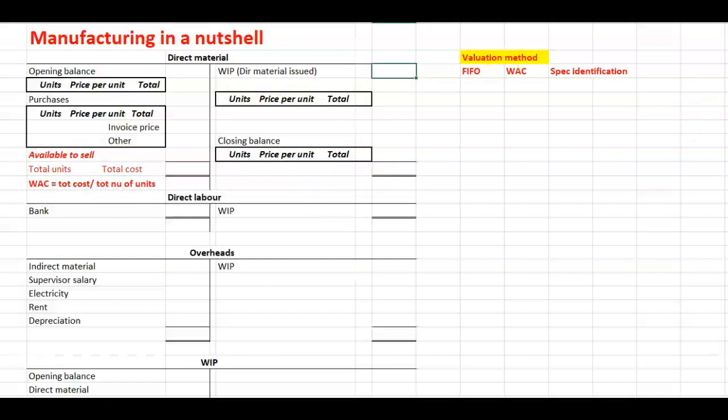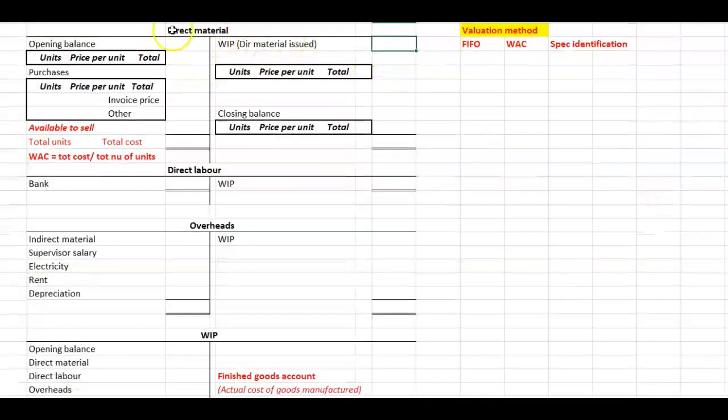So once I have determined that amount, I'm going to credit my direct material and I'm going to debit work in process with direct material, that amount that we've calculated there, and it's going to be transferred to the debit side of the entry in my work in process account. My closing balance, I will look at the number of units on hand at the end of the year. I'm going to multiply that with the weighted average cost that I have determined here, and I'm going to get a total there.